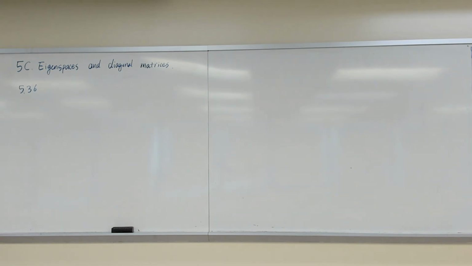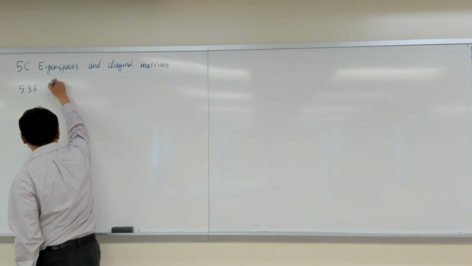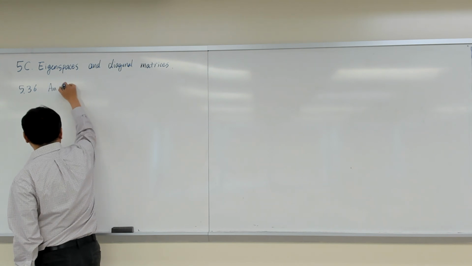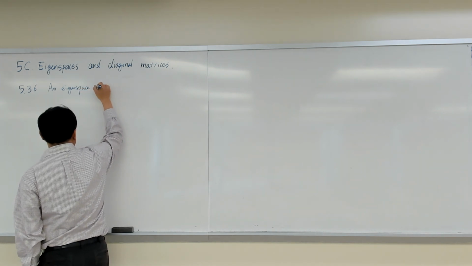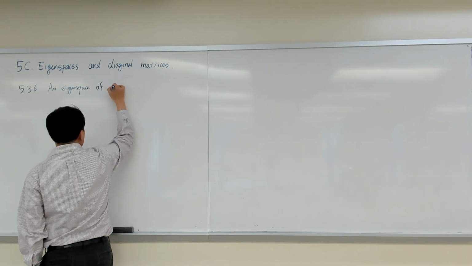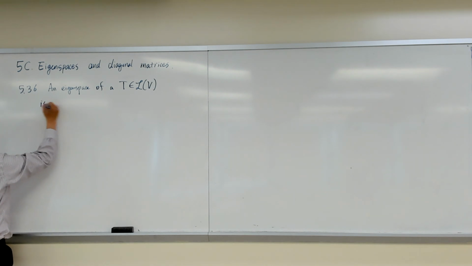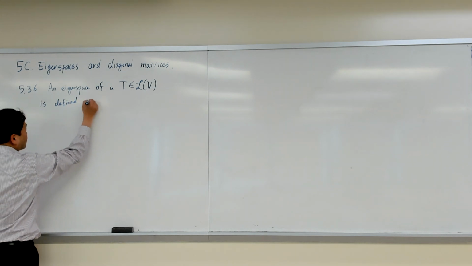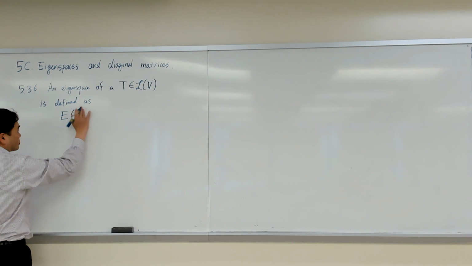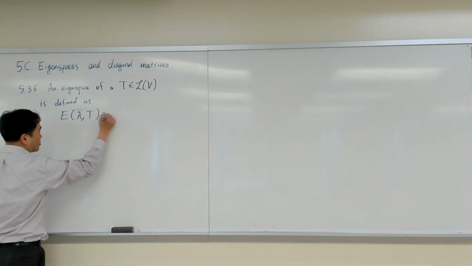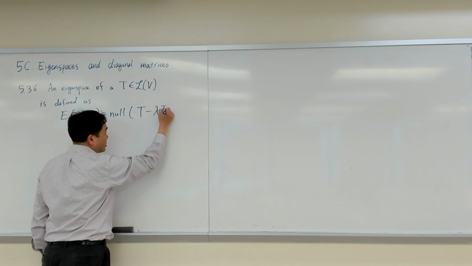Okay, we will begin with the eigenspaces. So by definition, an eigenspace of T, which is an operator, is defined as the null space of T minus lambda I.